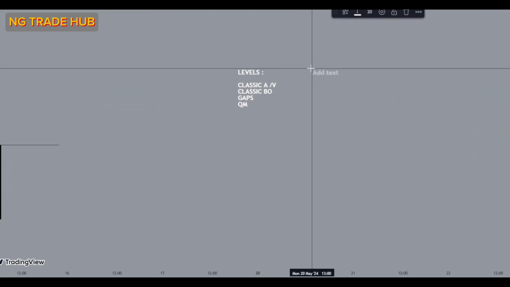For the concepts we learned, we have crash and crash levels. We have a confirmation candle, the types, a direct CC and a late CC. The last one is equilibrium.